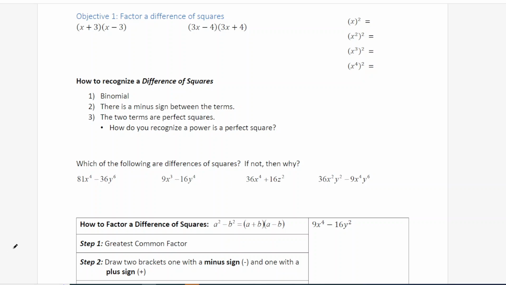All right, so the next type of factoring we're going to do is not optional. This is mandatory, and it's my favorite factoring. I don't know why, I really enjoy these. So again, we're going to start with the answer. This is a factored difference of squares.